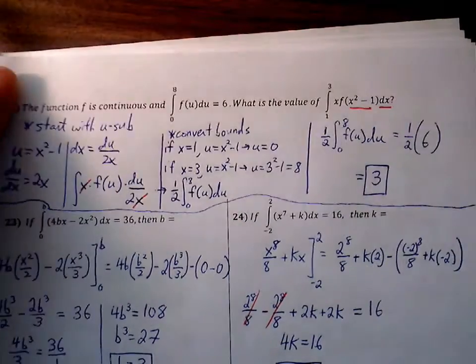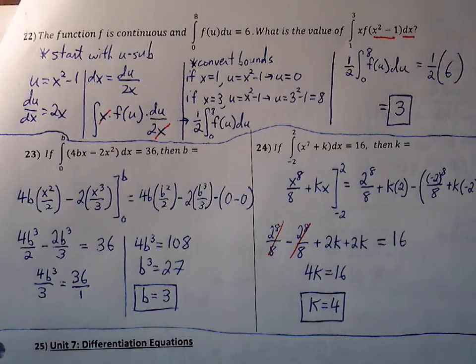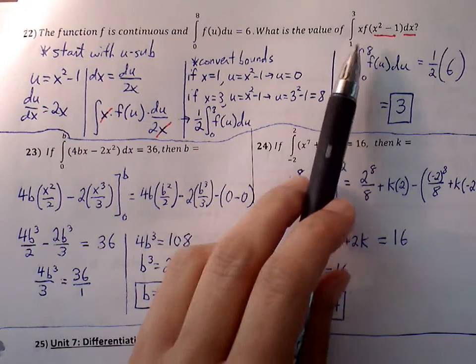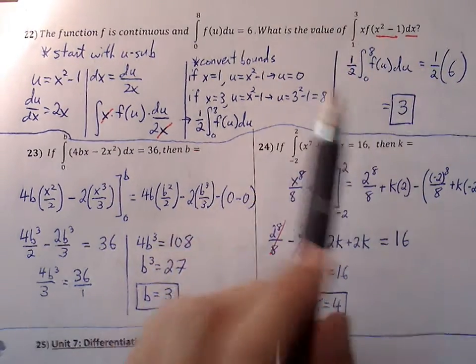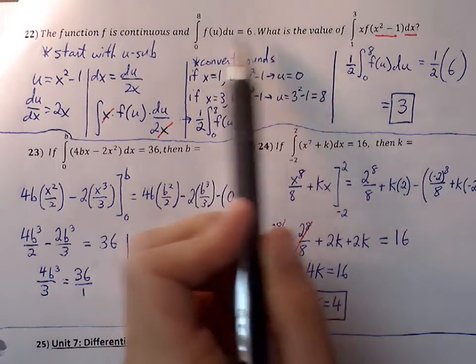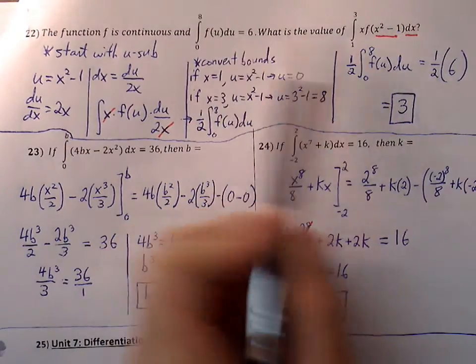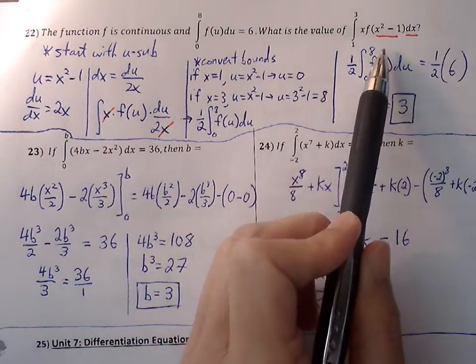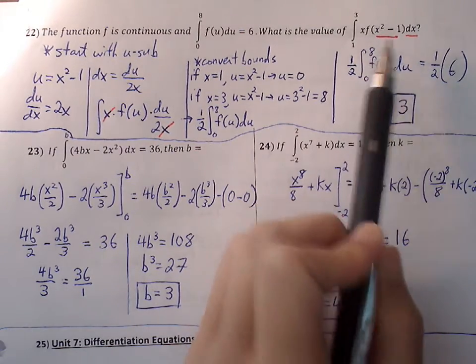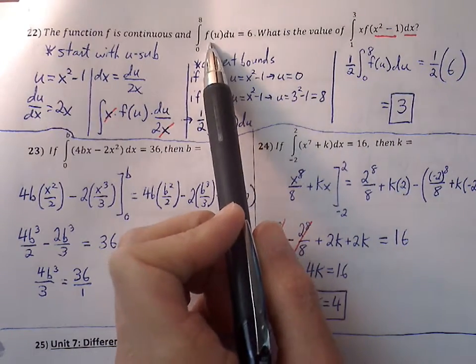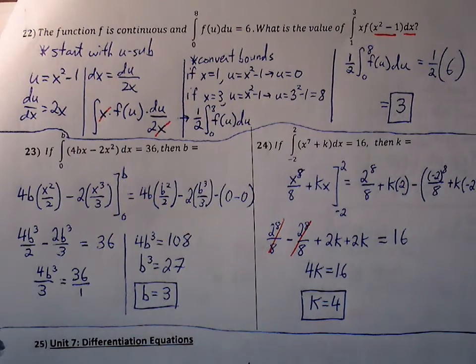All right, 22. We have a function that's continuous. The integral from 0 to 8 of f of u du equals 6. What is the value of the definite integral of x times f of x squared minus 1 from 1 to 3? So hopefully this is a way for us to see that we have something that we can use. This should connect to this, but the reason why it looks different is because it's before u substitution. So if we start with u substitution, we can hopefully convert this to be in terms of u, and then we can see what proper substitutions we can make.